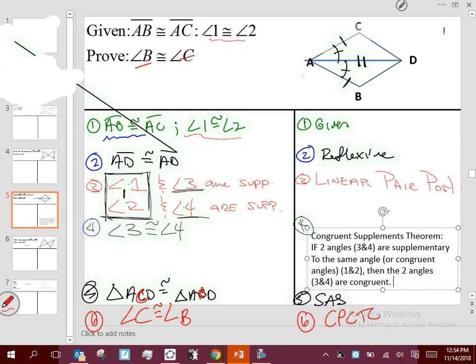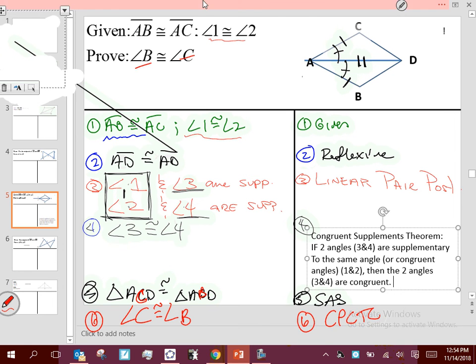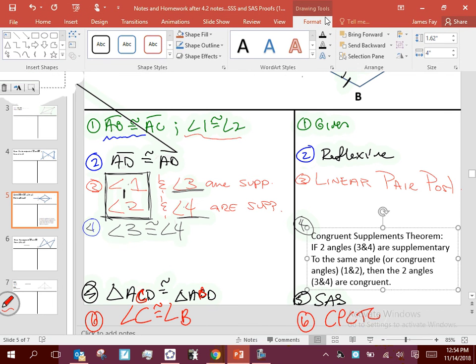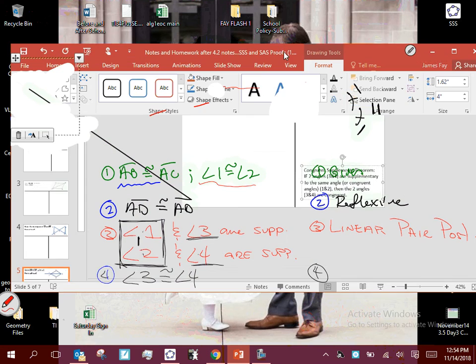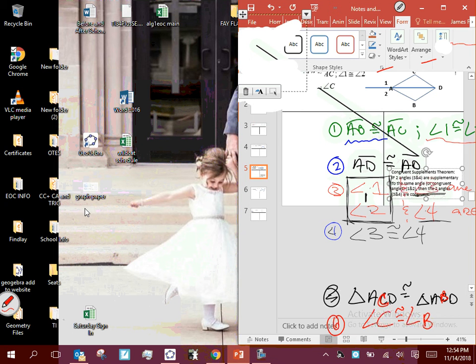All right, so here is my question. Can we do this a different way? If I forgot my congruent supplement theorem, can I approach this differently? And we should be able to. So let me pull that to the side and get the blank screen up here real quick.